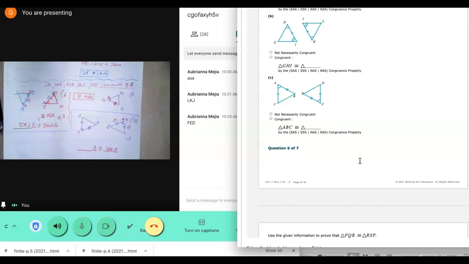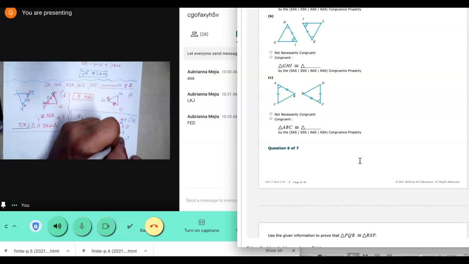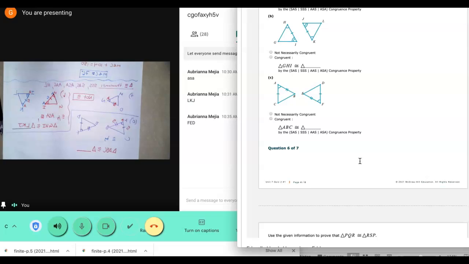So these triangles are congruent, right? We would say congruent by SAS, SSS, AAS, or ASA, that is. Anybody want to chime in on that part? Albriano, let's check your answer, though.